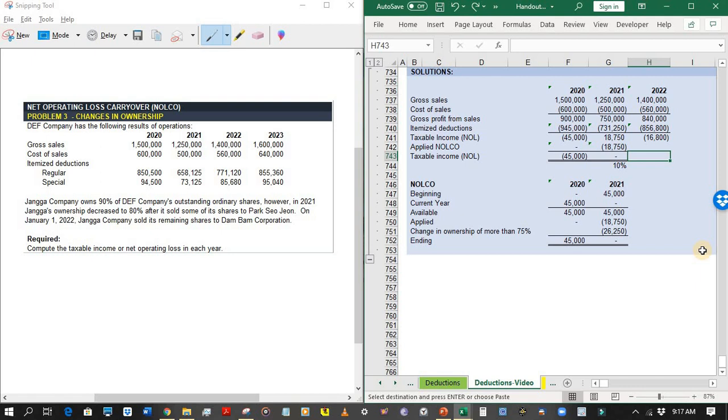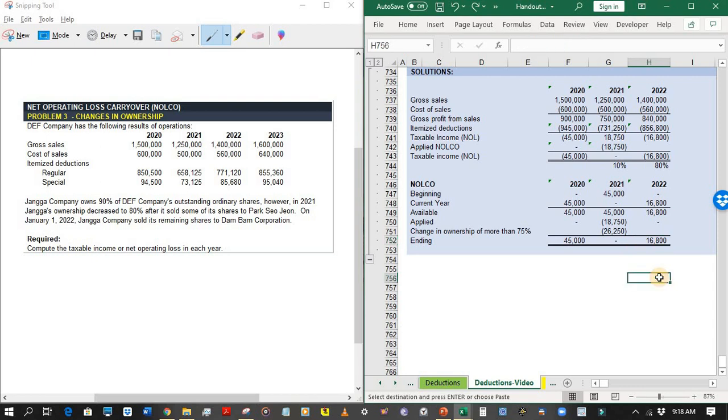Again, the 26,250 NOLCO that is expired in 2021 can no longer be deducted in 2022 until 2023, again because there is a substantial change in ownership of 80%. So let us now update our monitoring of NOLCO. So we have no beginning balance because the 26,250 again has expired in 2021. So during the current year, it increased by 16,800 pesos. So our available balance is 16,800 pesos. And that is also the ending balance for the year 2022.